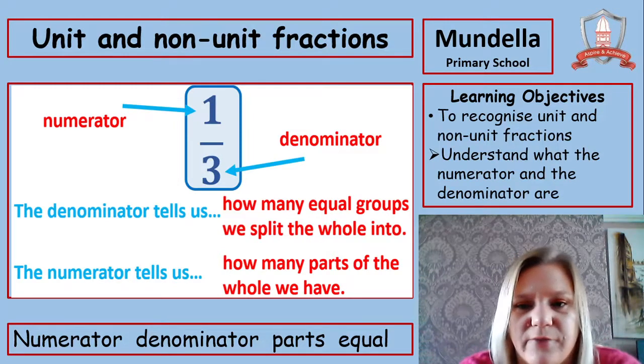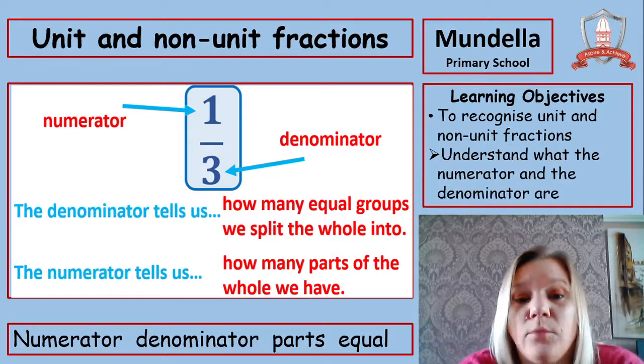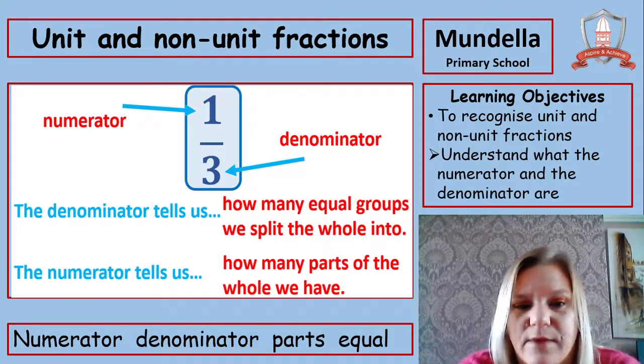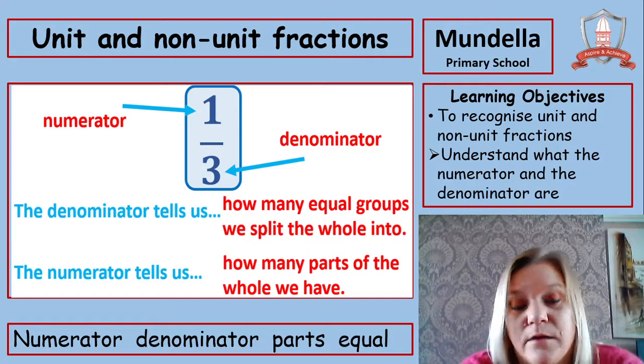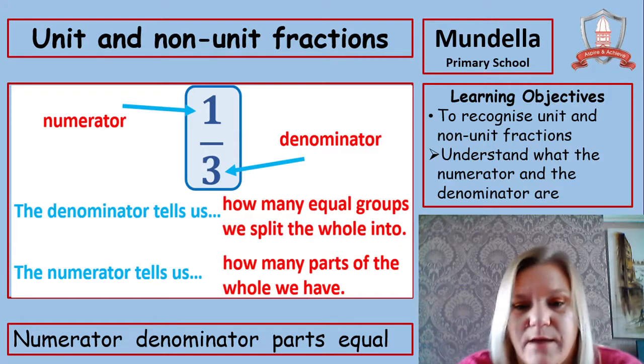So if you look at this fraction, 1/3, a whole pizza would be split into 3 pieces. And the numerator, the top number of a fraction, tells us how many parts of that pizza we would have. So if you think of a pizza that's split into 3 pieces, if I eat 1/3 of that, it means I've eaten 1 out of 3 of those pieces. I've eaten 1 piece out of the 3.